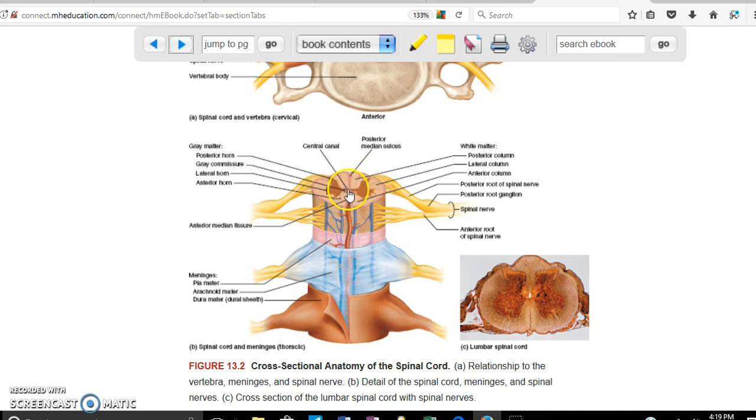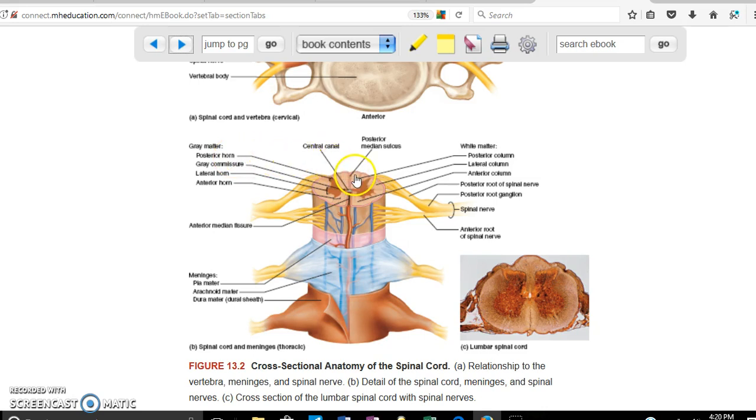The characteristics that we have right here is that you're going to have two main areas, one clear and the other one dark. The clear is the white matter. The dark one is the gray matter. White matter is going to have columns, as you can see here. But the gray matter is going to have horns.